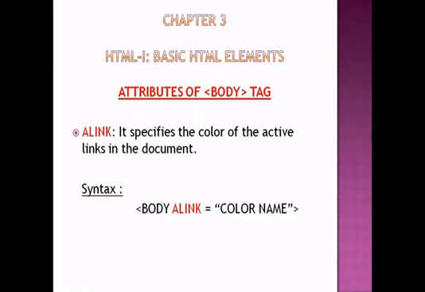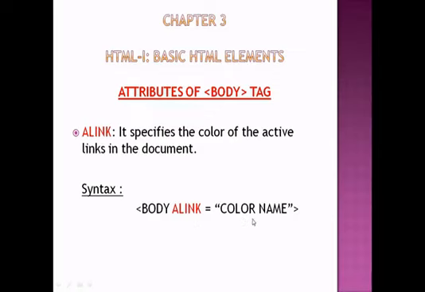And as per the discussion in my previous class, an attribute is always used with the start tag, not only with the start body tag. Here is the syntax of how we can use the alink attribute. As it is an attribute of the body tag, we'll use it with the start body tag, followed by the attribute. The name of the attribute is alink, followed by the equal sign, followed by the name of the color. That means the color name will be the value of this attribute.